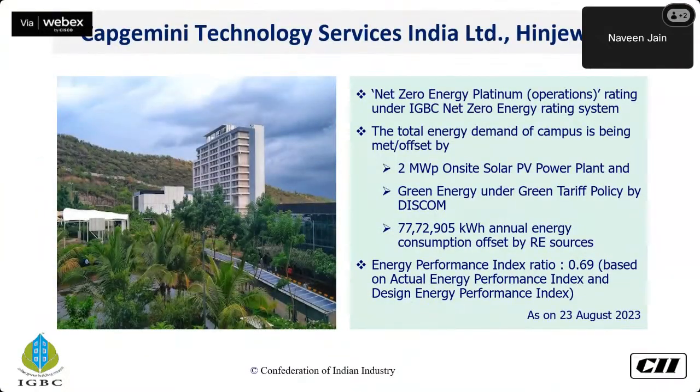This is the second project. It is Capgemini in Pune. What they did, they have installed a 2 megawatt on-site solar power plant. After having 2 megawatt of solar power plant, they are still not able to meet their renewable energy requirement by 10%. So what they did, they are offsetting through green energy under green tariff, what I discussed earlier. So right now almost 78 lakh units annually are offset through RE, and they are good in energy efficiency. Their EPI ratio is almost 0.69.